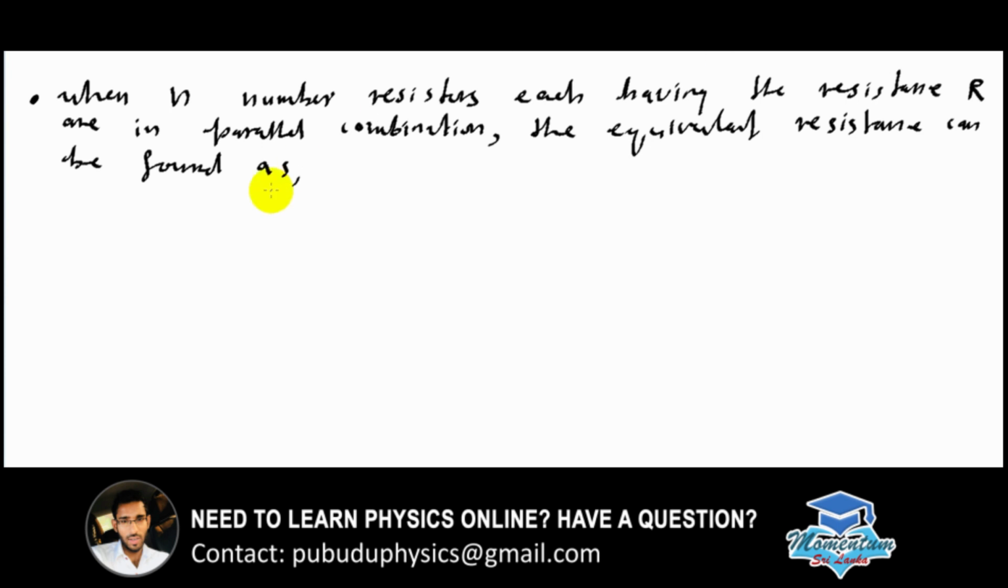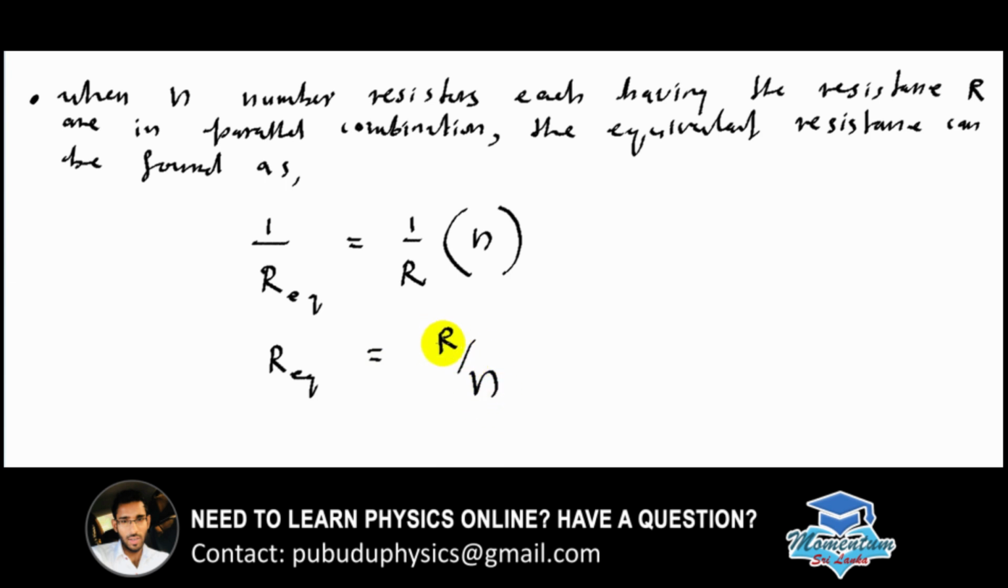Now we go for the first equation that indicates 1 by R equivalent equals 1 by R plus 1 by R plus 1 by R. Here you have n times the 1 by R term on the right side. So the 1 by R can be taken out. Inside the bracket you have 1 plus 1 plus 1 plus 1 and so forth. How many times of the 1? Then n. Then n times 1 is n. Therefore, by flipping this, you can get Req as R by n. You can just divide the one resistance by the number of resistors in the parallel combination.